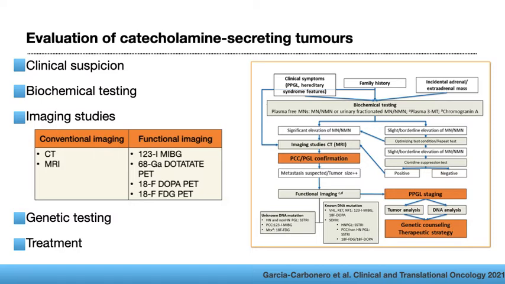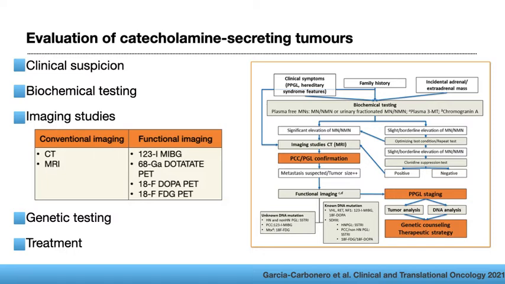Catecholamine secreting tumors should be suspected in patients who are presenting with the classic triad of headache, sweating, and tachycardia, whether or not associated with hypertension. Also in patients with a familial syndrome that predisposes to catecholamine secreting tumor, like multiple endocrine neoplasia type 2, von Hippel-Lindau, and neurofibromatosis type 1. Also in patients with a family history of pheochromocytoma or paraganglioma. And finally, in patients with an incidental adrenal or extra-adrenal mass.